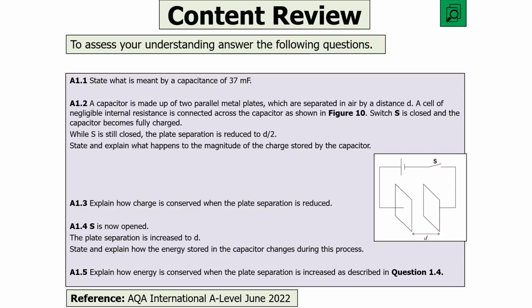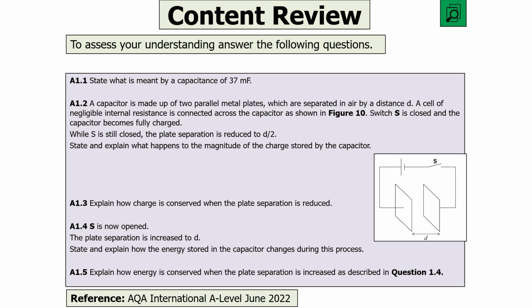The next question says, state what is meant by a capacitance of 37 millifarads. Then a capacitor is made up of two metal plates which are separated in air by a distance d. A cell of negligible internal resistance is connected across the capacitor as shown. Switch S is closed and the capacitor becomes fully charged. When S is still closed, the plate separation is reduced to d over 2.